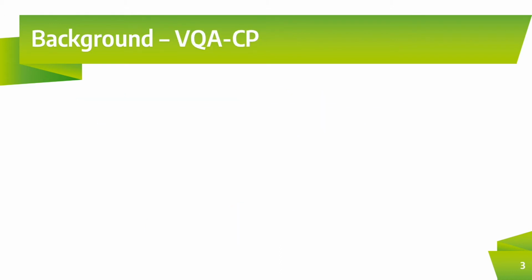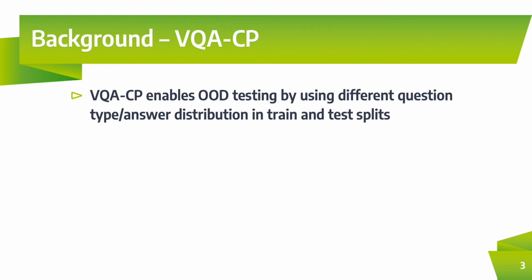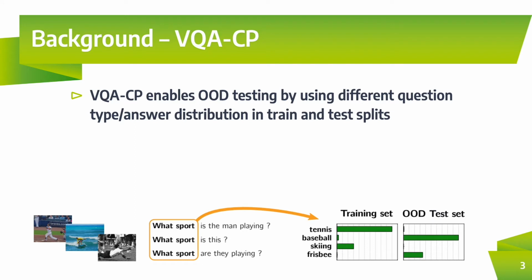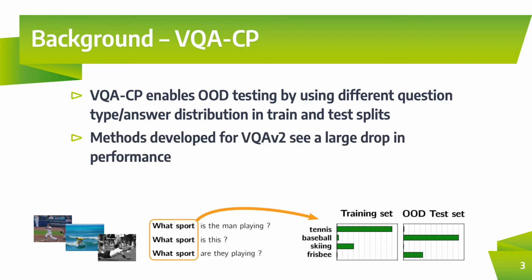The VQA-CP dataset was introduced to solve some of these issues. It allows outer distribution testing by rearranging train and test sets. For example, for the questions starting with what sport, tennis is no longer the most common answer in the test set. Normal VQA algorithms perform very poorly on this dataset.